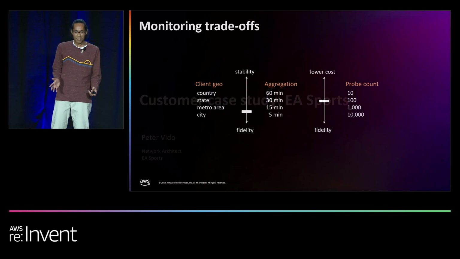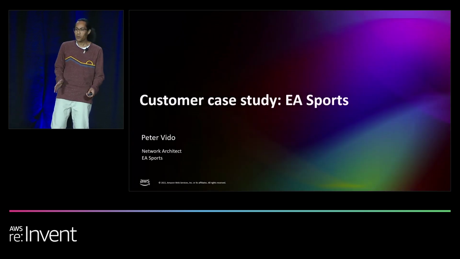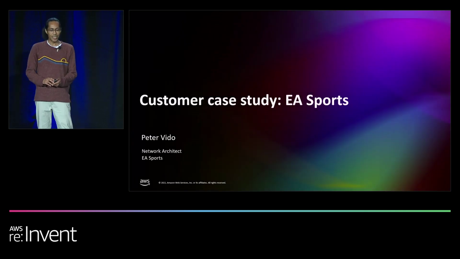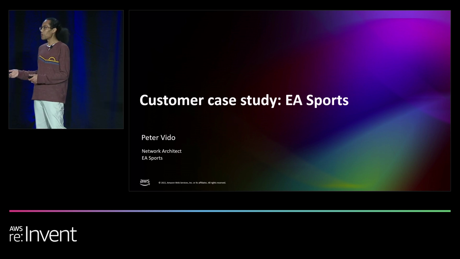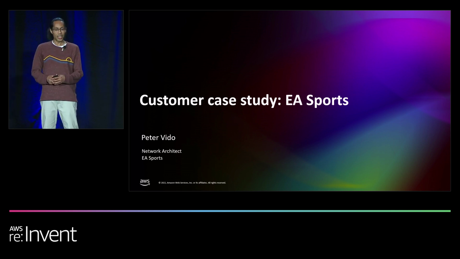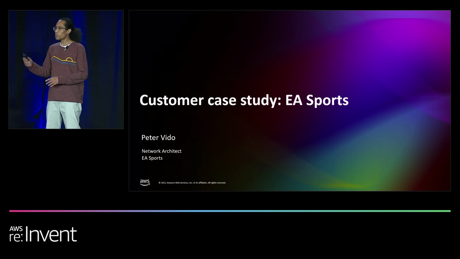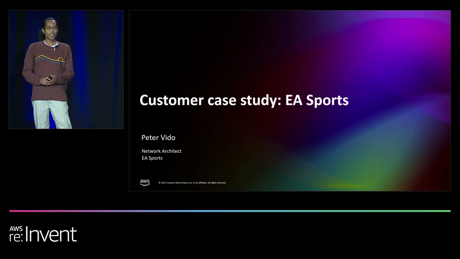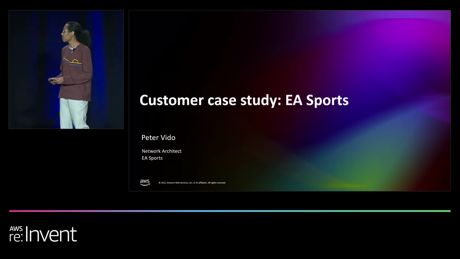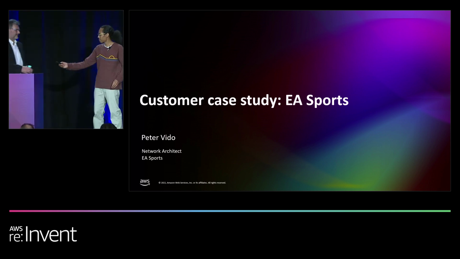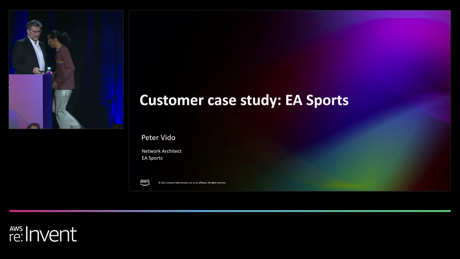But yeah, I think I've spoken enough. Right now, what I would like to do is bring up someone who I'm thankful to have had the chance to work with. Our team has worked with him for the past year to gather feedback to help shape this product. Here is Peter Vito, network architect with EA Sports. Thanks very much, Harvo.